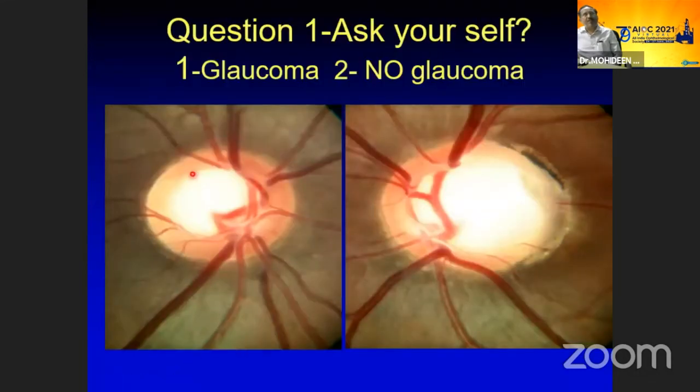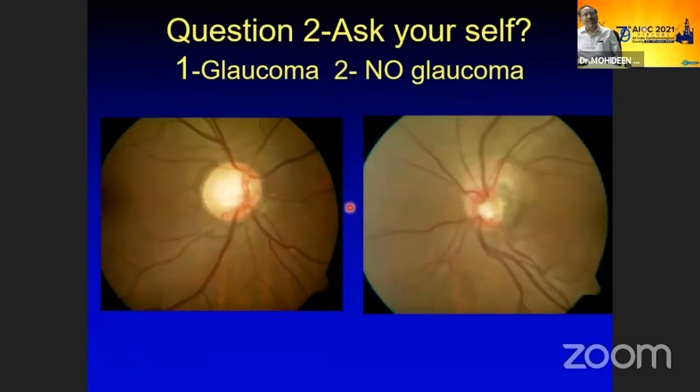Again, coming back to ask, is this glaucoma or not? It's a non-glaucoma because see the disc size. The disc size is smaller here. The disc size is much bigger here. Because the disc size is smaller, you have a smaller cup. Because the disc size is bigger, the cup is bigger. And this I say is not a glaucoma.